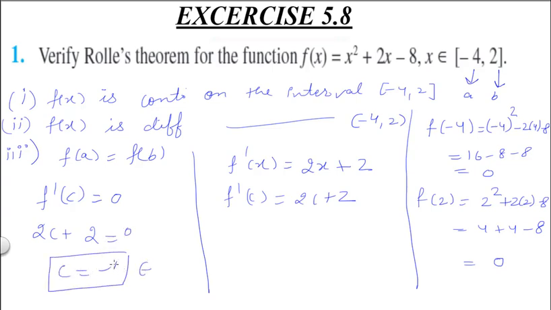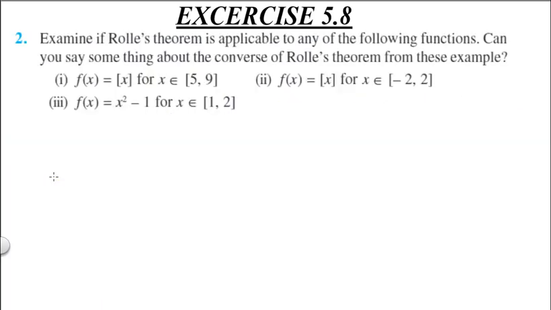Now -1 is a value that belongs to (-4, 2). Right. So c is the number at which f dash c will be equal to 0. This was our purpose, to find out c. This is how you're going to check the conditions of Rolle's theorem, whether they are satisfied or not. All the three conditions of continuity, differentiability and f of a equal to f of b, and then you're going to solve the question. Let us do question number 2 now.